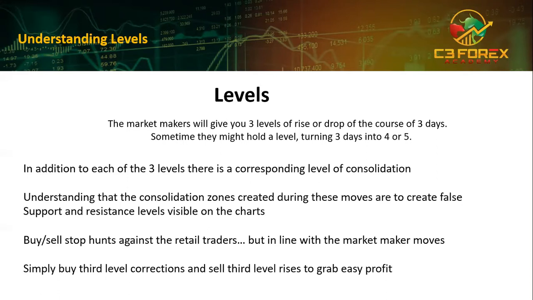Buy, sell, stop hunts against the retail traders, but in line with the market maker. So once you identify the level, you want to identify the stop hunt and then buy against the stop hunt, which will be in line with the market maker move. Simply buy 3rd level corrections and sell 3rd level rises to grab easy profits.